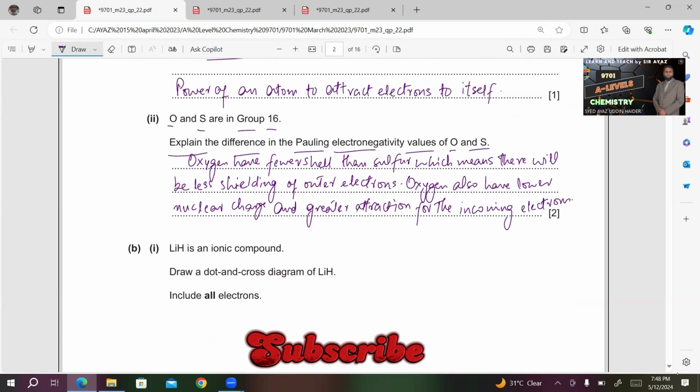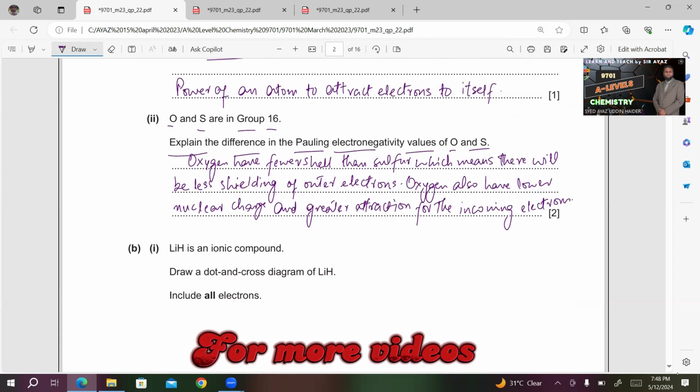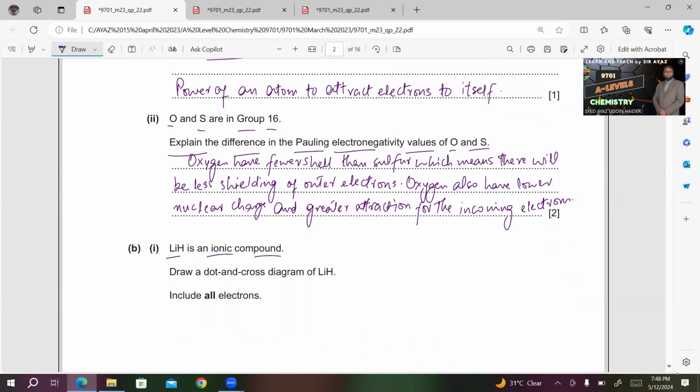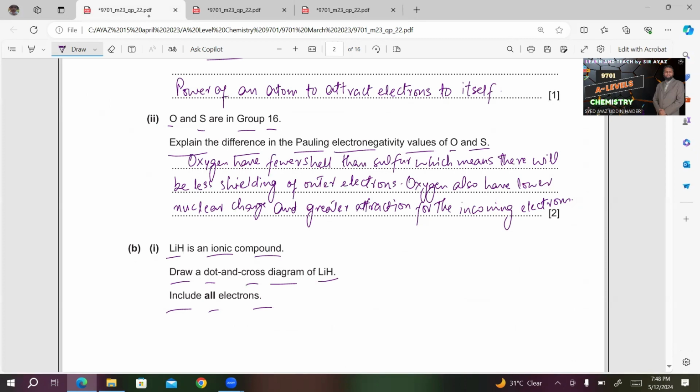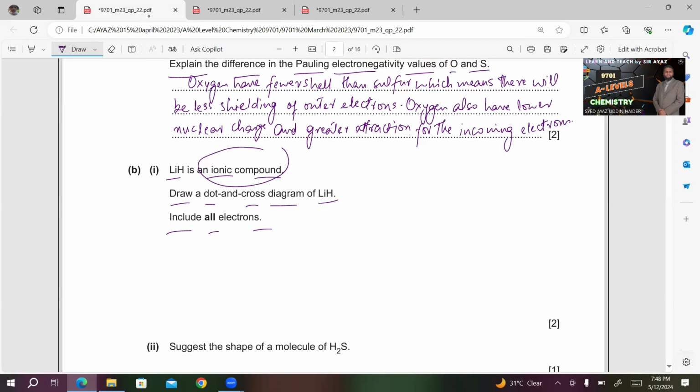Next question, B. Part 1, LiH is an ionic compound. Draw a dot and cross diagram of LiH, include all electrons. Here is Li. It's in group 1, which means it has 1 valence electron. Here is hydrogen. It has 1 electron. Both have 1 electron. Hydrogen is a non-metal, lithium is a metal, so it must be forming an ionic compound. They have already mentioned here. And they are asking you to draw a dot and cross diagram.